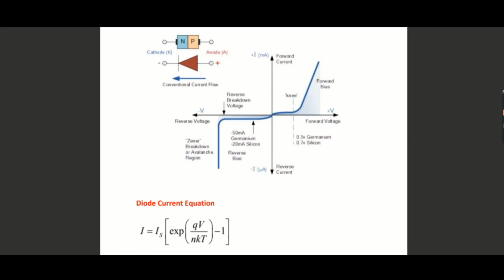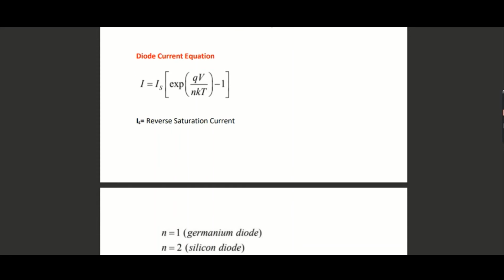The diode current equation is given as I equal to Is exponential (QV upon NKT) minus 1, where N is equal to 1 for germanium diode and N is equal to 2 for silicon diode.